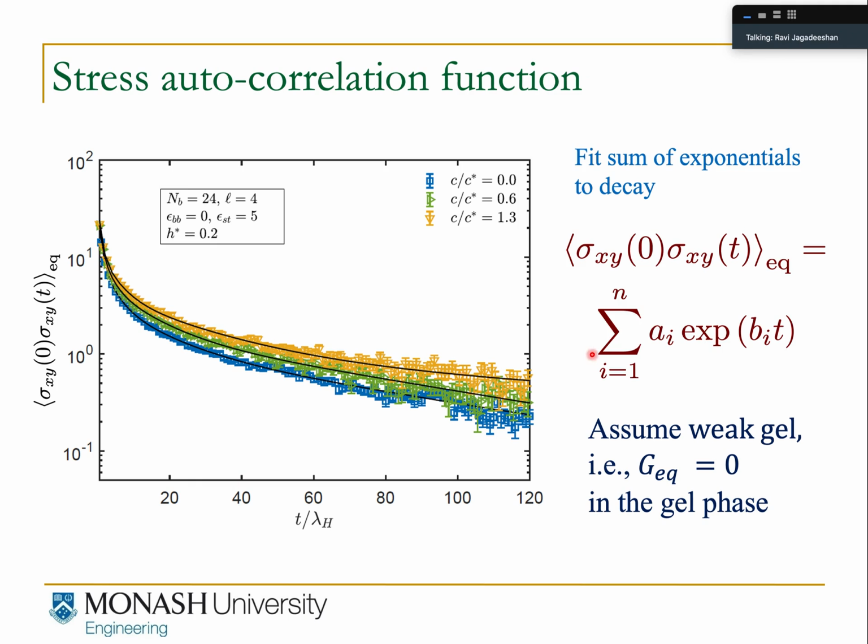Now, here is a plot of the stress autocorrelation function for a few representative concentrations. And this one we have fit with a sum of exponentials because we want to be able to integrate the relaxation modulus that we're going to get out of this. And we're going to assume that the equilibrium relaxation modulus is 0 because it will be consistent with our belief that we are simulating a weak gel, right?